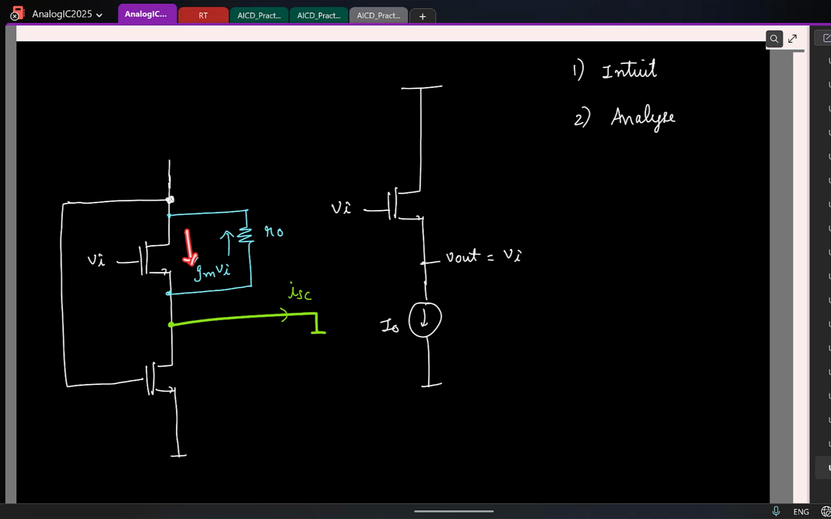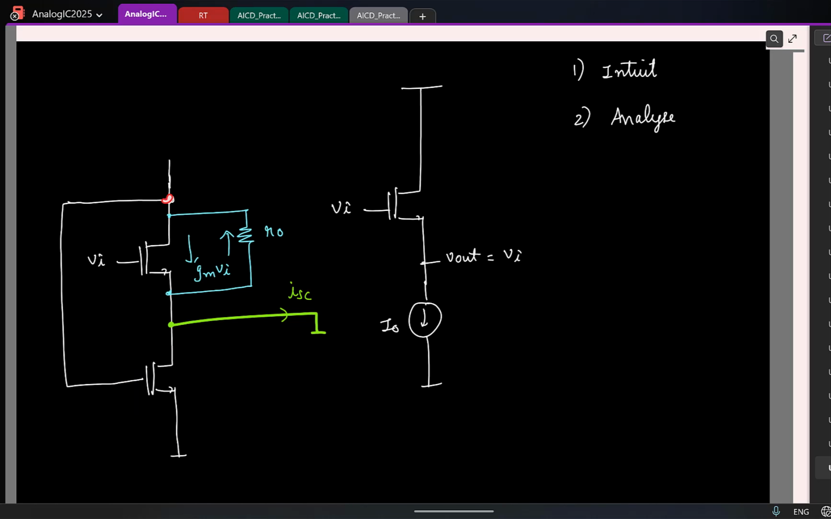So I have current gm·vi coming, it is completely flowing through R0. So do you think any current of this goes to the output? Right? So this current basically circulates within R0. Done? So which means to find the short circuit current, what current I should be finding now? Current from the bottom there. To find the small signal current from the bottom transistor, what should I find first?